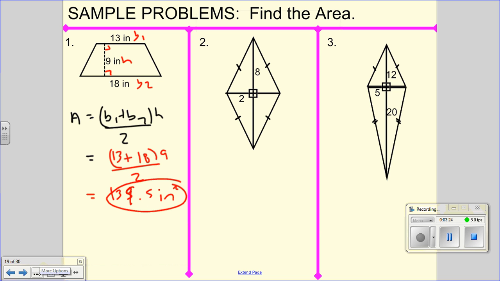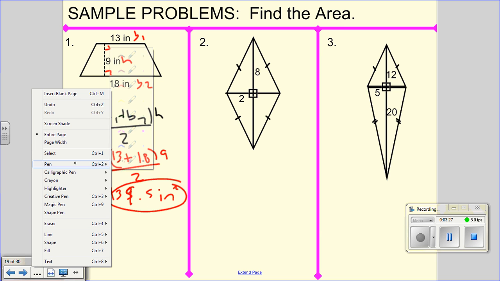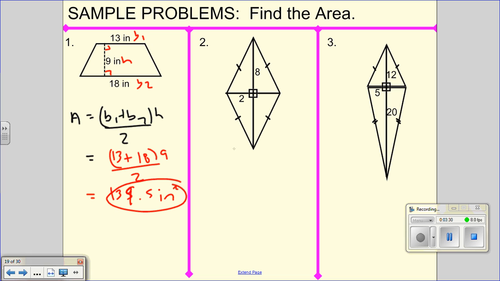All right, on number 2, we have a kite. So the area formula for a kite was diagonal 1 times diagonal 2 divided by 2. So the first diagonal, they only show you part. They show you half of it is 8, so the other half is 8 as well, so that means it's 16. And then again, they show you part, so the other part is 2 as well, so the whole is 4. And divided by 2.